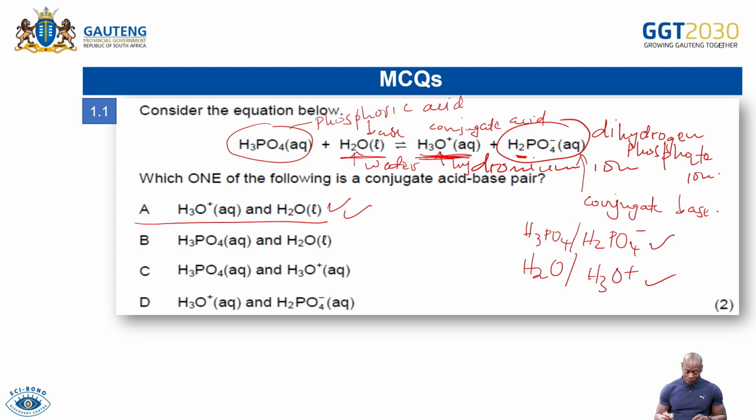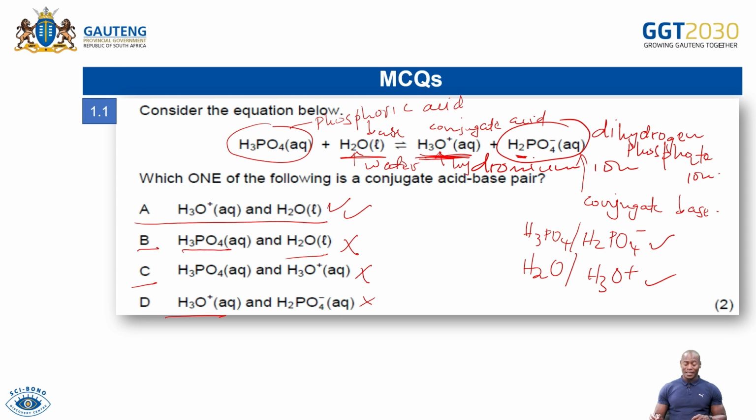So this is the correct answer because this is an acid, and an acid will produce a conjugate base after we have removed a proton. After the proton has been removed, it can't be H2O that will be formed, so this is incorrect. Then H3PO4 to produce H3O+, again it cannot be, so that option cannot be correct. Then H3O+ and H2PO4 minus, again these two cannot be conjugate acid base pairs.